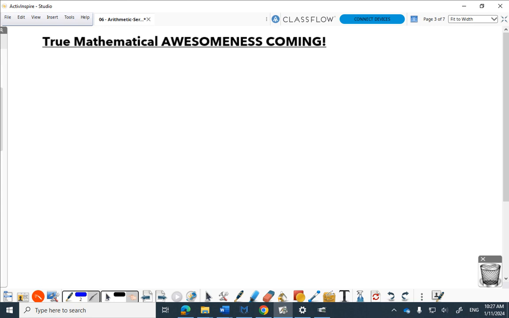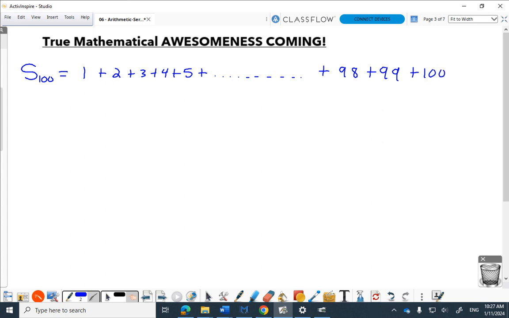Hey, this is me typing this up. True mathematical awesomeness coming. Here's what Gauss did. He said, okay, I've got to find the sum of the first 100 numbers. So sum of 100, and he wrote them like this. 1 plus 2 plus 3 plus 4 plus 5 plus, and then he wrote a whole bunch of dots and then said, okay, and then the last three are 98 plus 99 plus 100. And here's where I'll add a little to the story and pretend I was there, which I wasn't in the 1780s, friends.